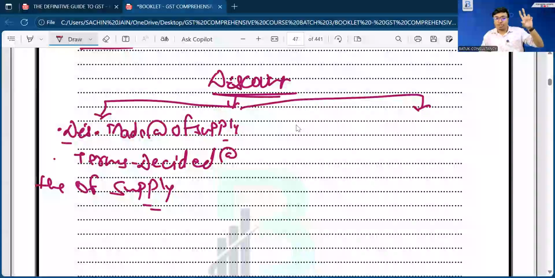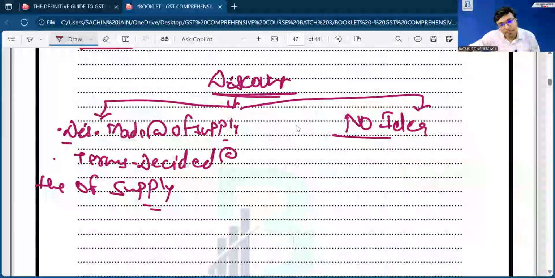So total two situations: one, when the discount has already been known at the time of supply, and second, when the terms have already been decided. Now third situation, no idea about the terms and no idea about the discount. That means the discount has been given after making the particular supply, okay.